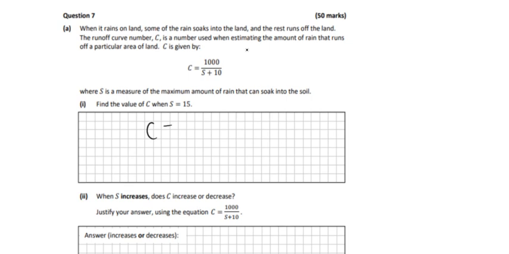So first part, you just have to sub in 15 in for S. And when you do that, you can go straight to the calculator and you should get 40.